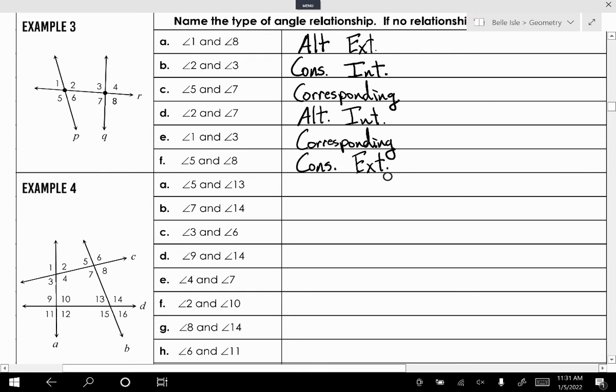Okay, now I want you to keep working. But how many transversals right here are we working with on example 4? Too many, yeah. If you answered the question with 3 on example 3, or I guess 2 on example 3, then you have 4 going on example 4. So you've got to pay attention to answer the question of is this an interior or an exterior. You've got to look at what is the other angle that you're trying to build the relationship with.